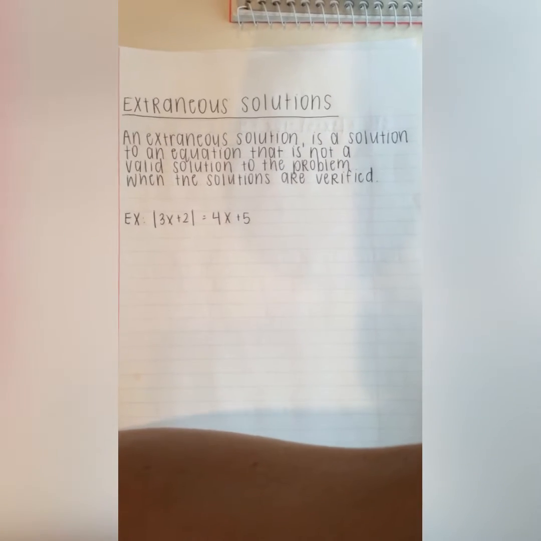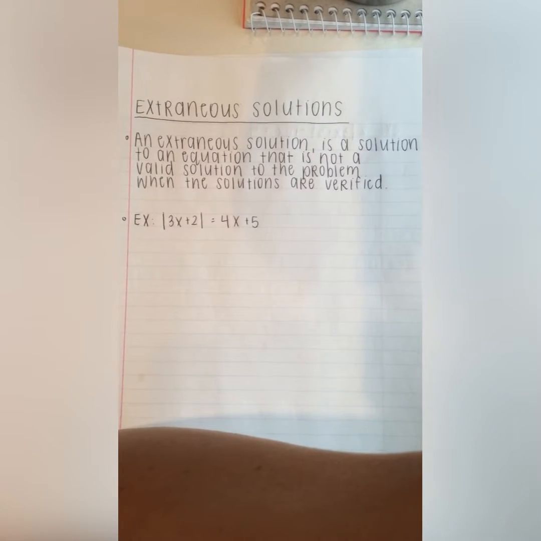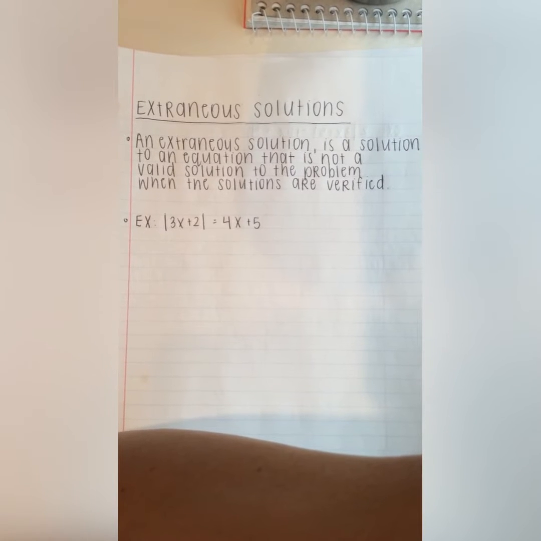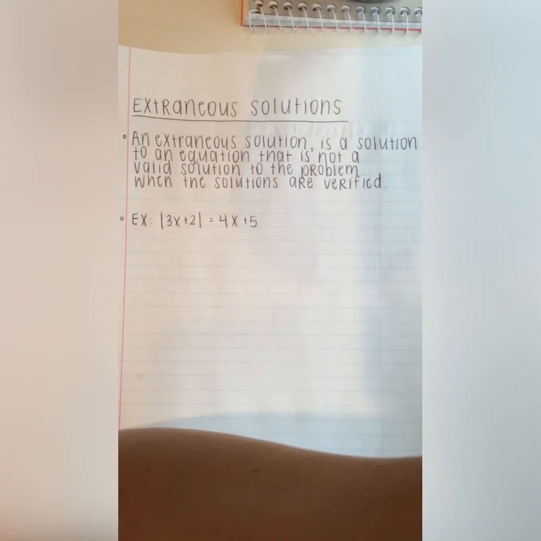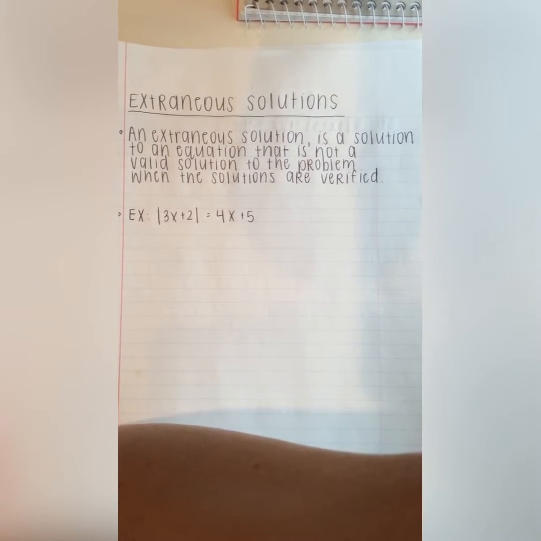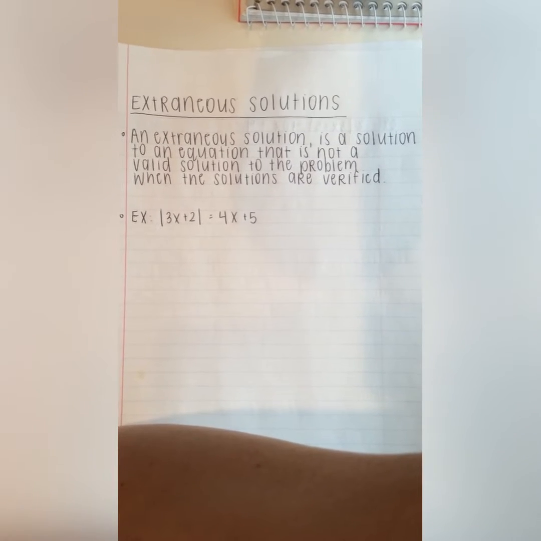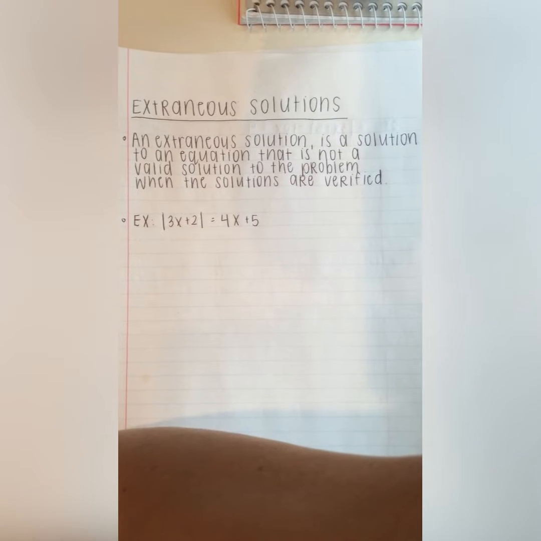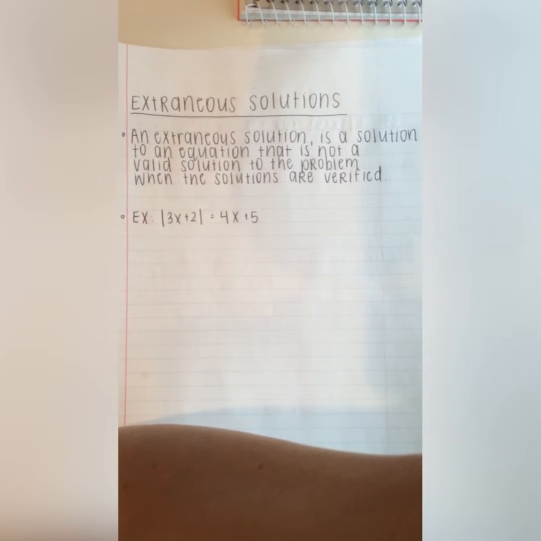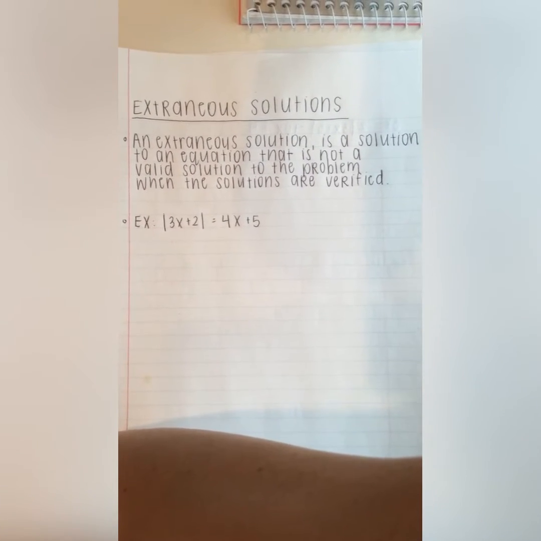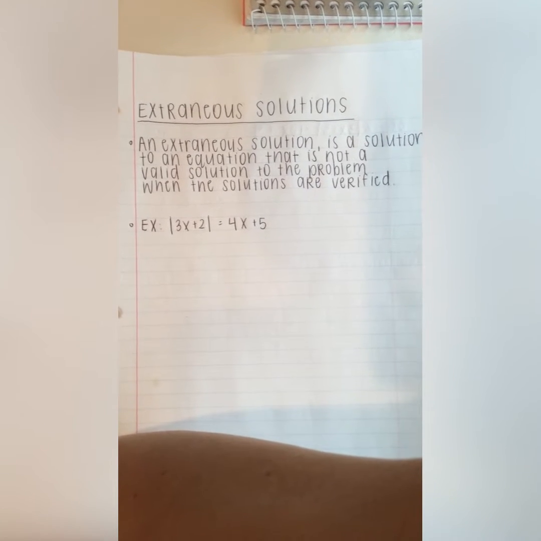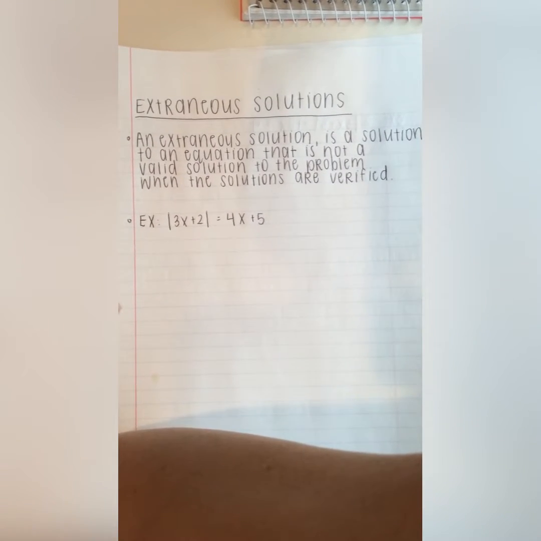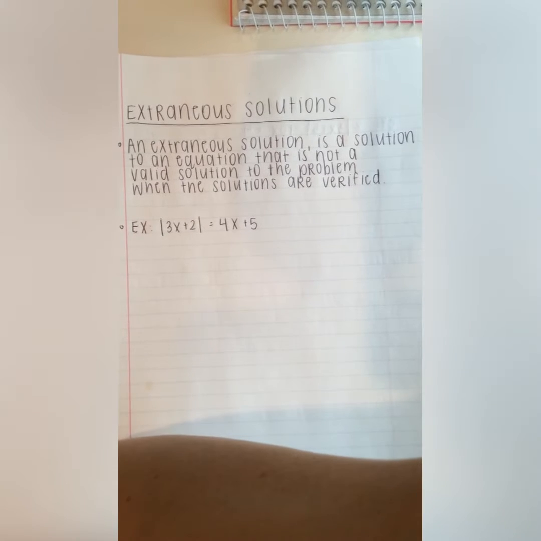All right, so we want to talk about extraneous solutions. A little bit about extraneous solutions. It's going to be a solution to an equation, but it's not actually a valid solution to the problem. So when you check your answer, or when you verify whether it's a solution to the equation or not, it ends up not checking out. So it's not actually a solution. It's kind of like a false or fake solution, okay?